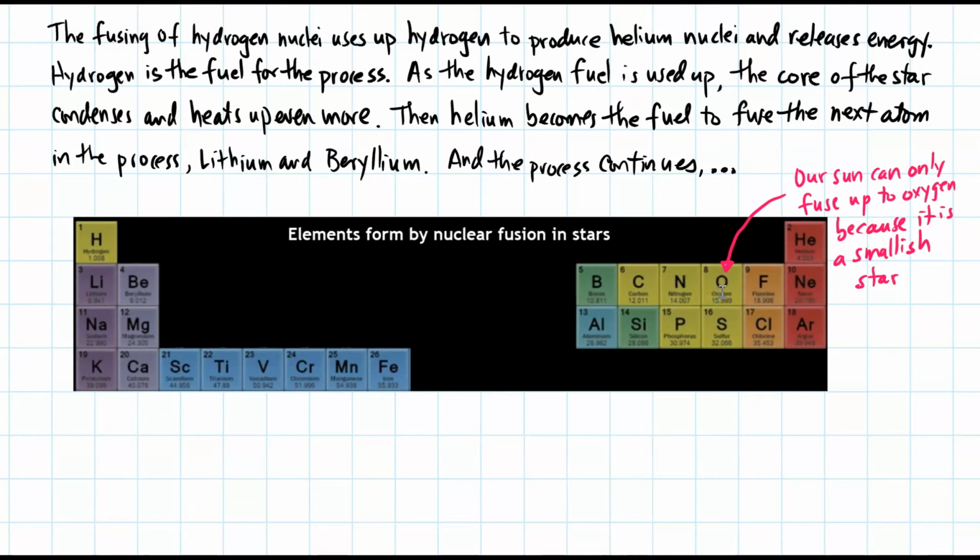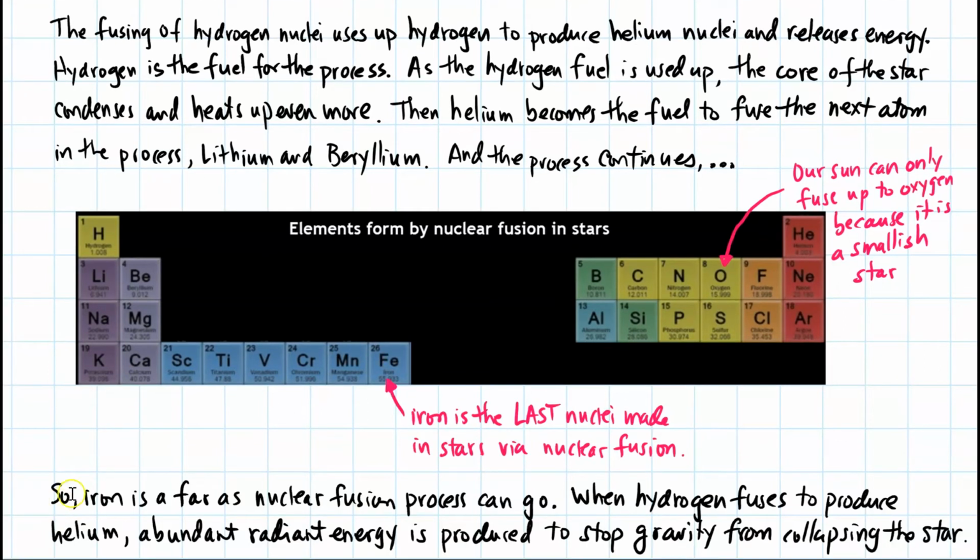To create elements higher than oxygen, like fluorine and neon, the core of the star gets hotter and hotter and hotter. And it gets denser and denser and denser, which starts to lead to the star becoming more and more unstable. You keep going through this list of atoms, and the very last atom that can be made in stars is iron. So iron is as far as nuclear fusion processes can go.